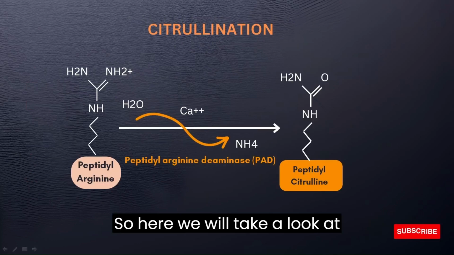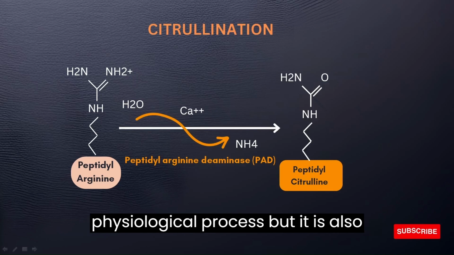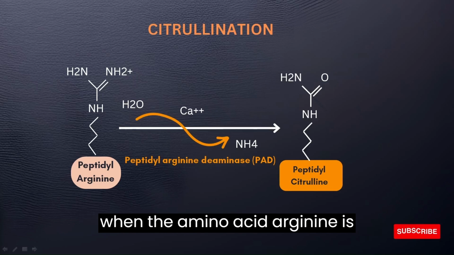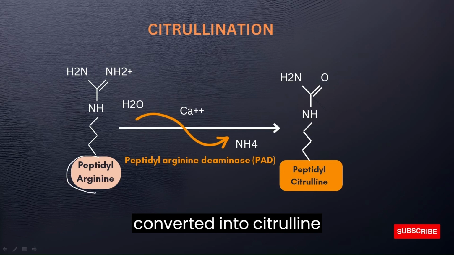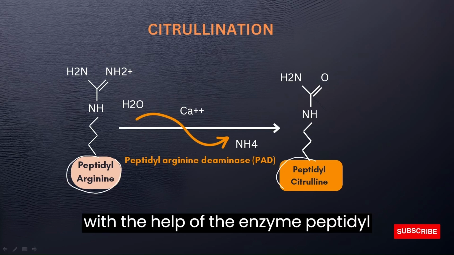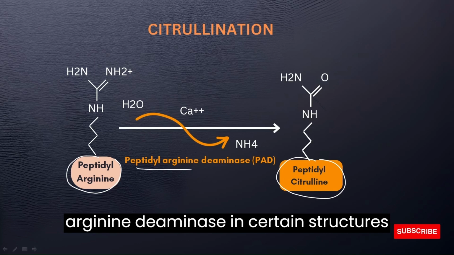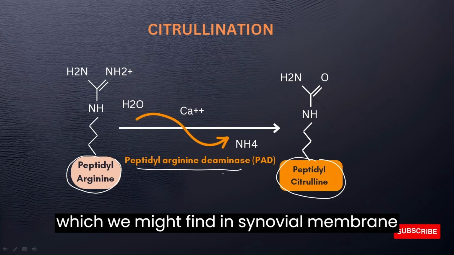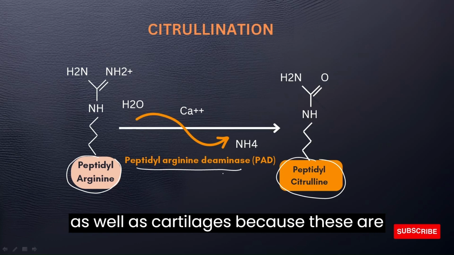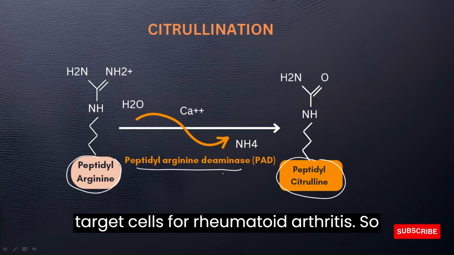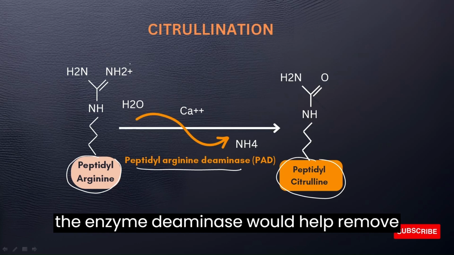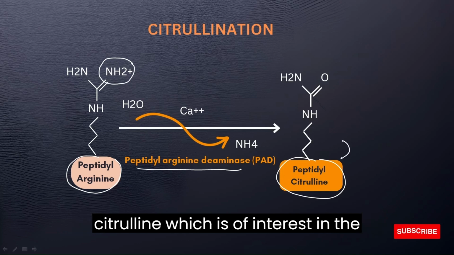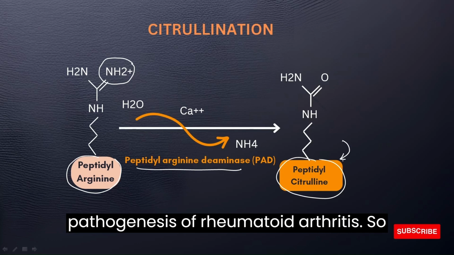So here we will take a look at citrullination, which is actually a physiological process, but it is also observed in the pathogenesis of rheumatoid arthritis. This occurs when the amino acid arginine is converted into citrulline with the help of the enzyme peptidyl arginine deaminase, in certain structures such as vimentin and type 2 collagen, which we might find in synovial membrane as well as cartilages, because these are target cells for rheumatoid arthritis. So the enzyme deaminase would help remove the amine group right here, and this will help us obtain the peptide citrulline, which is of interest in the pathogenesis of rheumatoid arthritis.